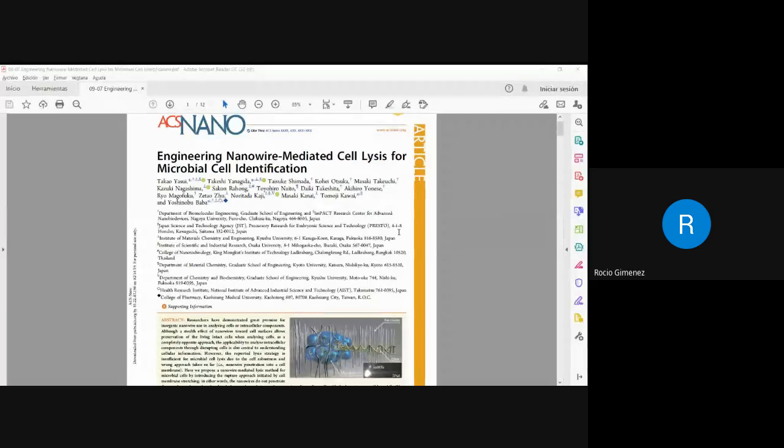Hi, everyone. I'm going to be sharing this paper, Engineering Nanowire Mediated Cell Lysis for Microbial Cell Identification.